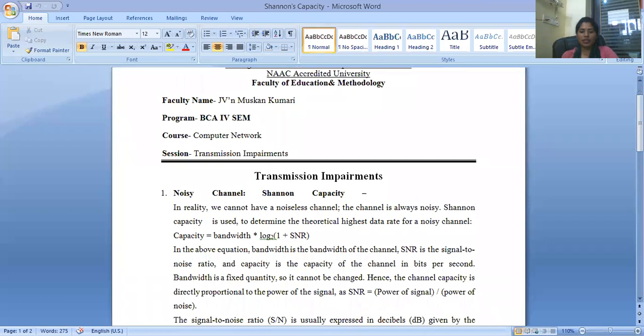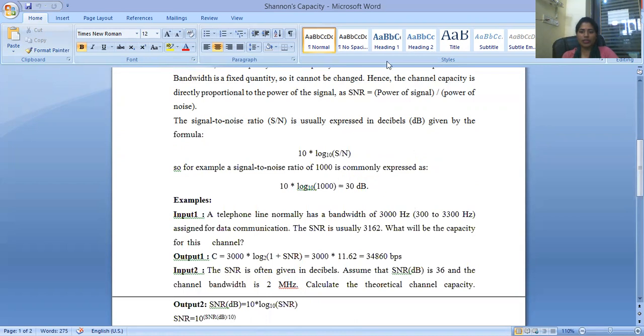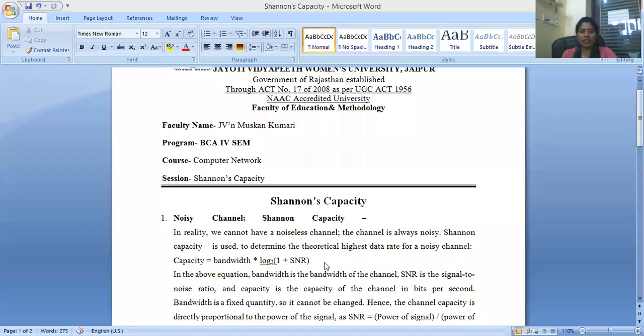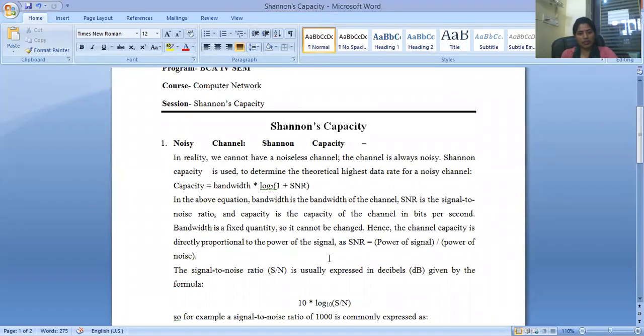Yes, this one is the transmission. Yes, this is basically Shannon's capacity, which I will discuss with you today. Okay, so here is the file I have shared. This one is Shannon's capacity. So, what is Shannon's capacity?